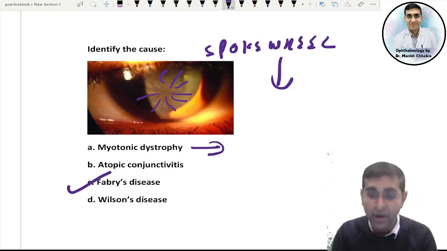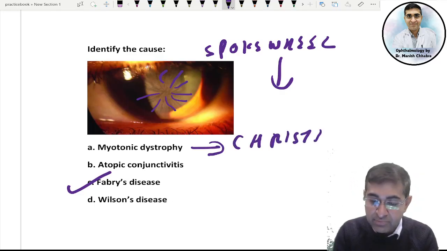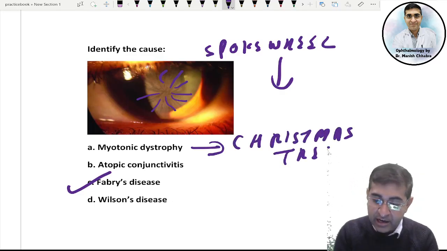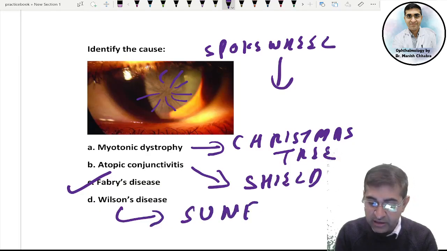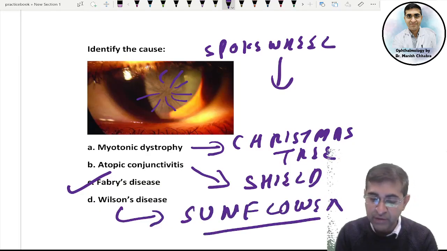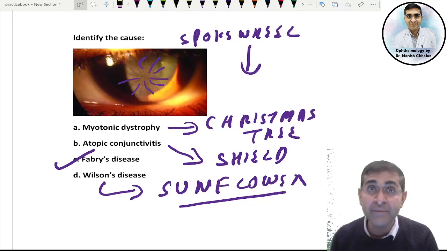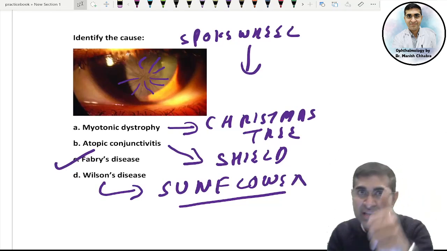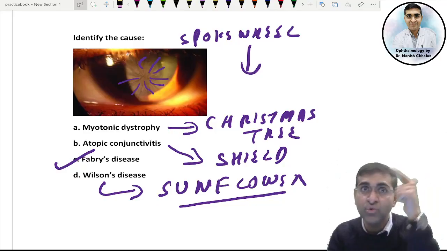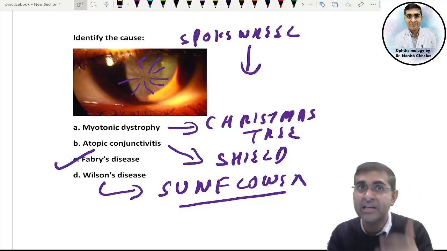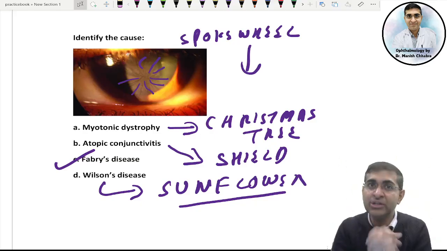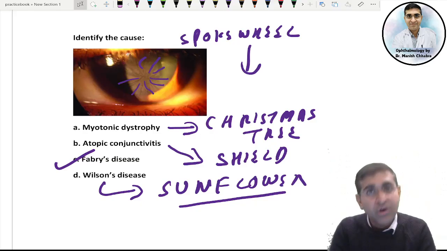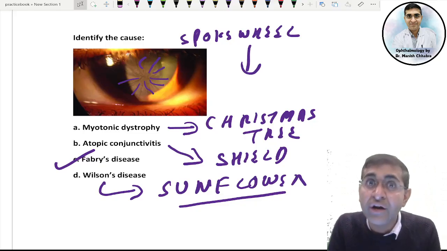But you should know myotonic dystrophy leads to Christmas tree cataract. Yes. And atopic conjunctivitis leads to shield cataract, and Wilson's disease leads to sunflower cataract. So these are another 4 important MCQs. And diabetes overall leads to early senile cataract. Type 1 diabetes leads to snowflake cataract. Type 2 leads to early senile cataract. But since type 2 is more common than type 1, so overall, it is early senile cataract. All right, and galactosemia leads to oil drop cataract.